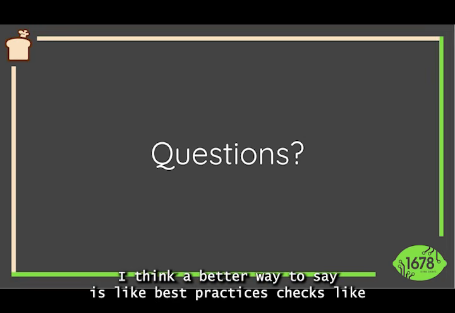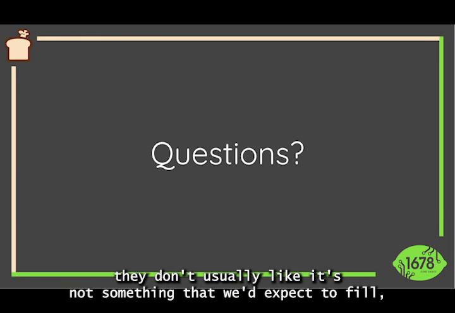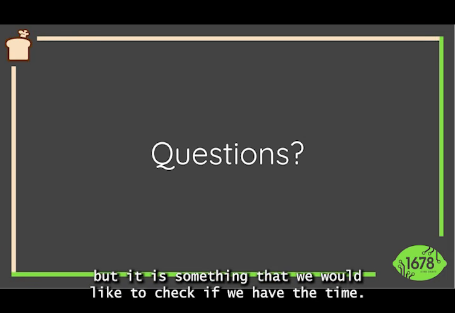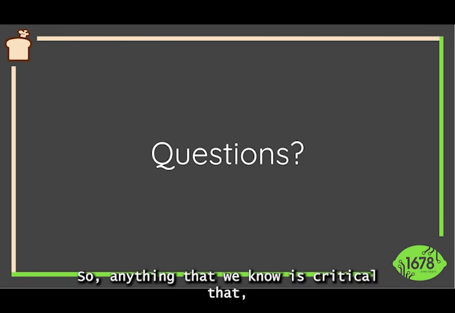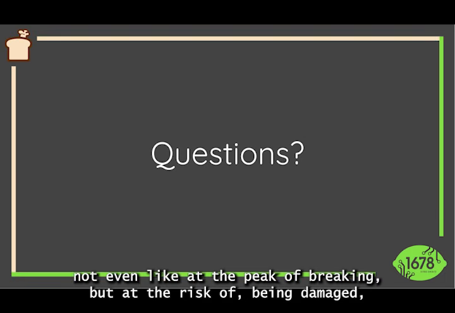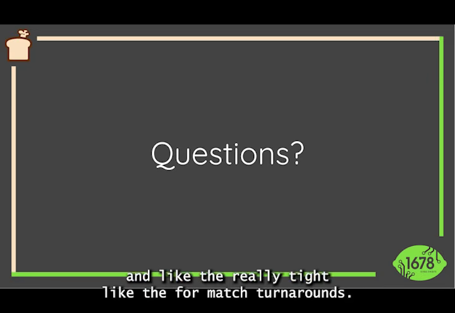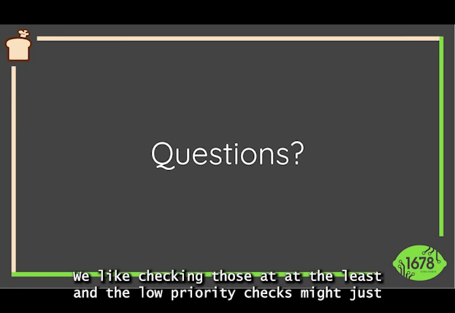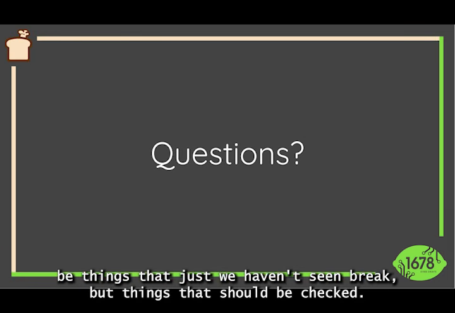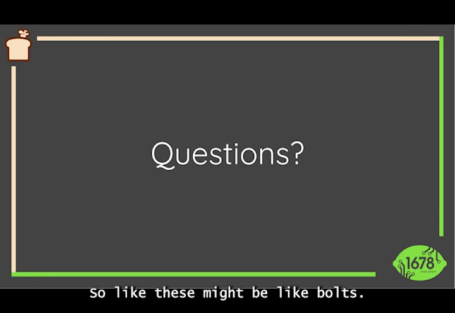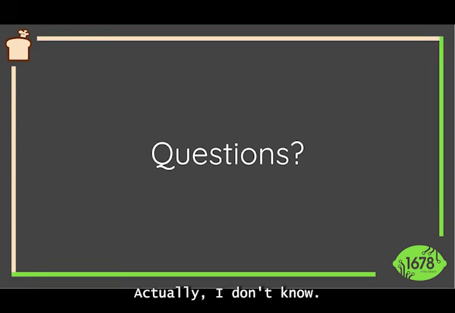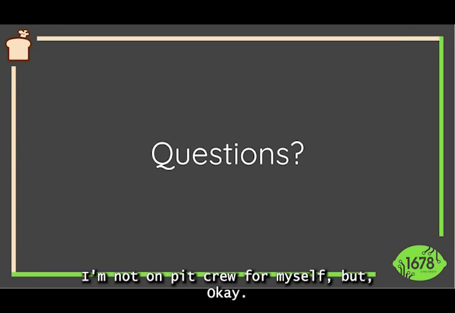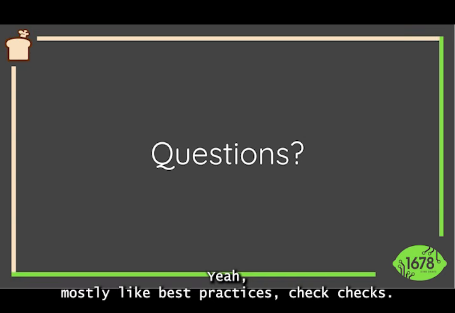Okay, so for low priority checks, I think a better way to say it is best practices checks. It's not something that we'd expect to fail, but it is something that we would like to check if we have the time. Anything that we know is critical, not at the brink of breaking, but at the risk of being damaged, that's our high priority checks. And in the really tight, 4 match turnarounds, we check those at the least. The low priority checks might be things that we haven't seen break, but that should be checked, like bolts. Actually I don't know, I'm not on Fit Crew myself. Okay. Yeah, mostly best practices checks.